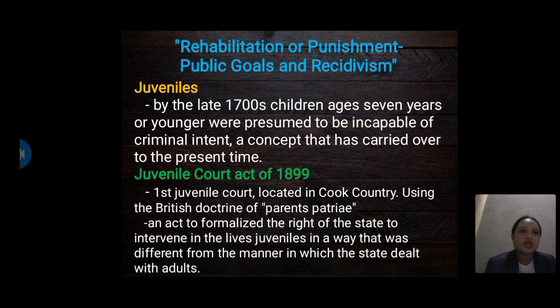So, juveniles. By the late 1700s, children aged 7 years or younger were presumed to be incapable of criminal intent, a concept that has carried over to the present time. The Juvenile Court Act of 1899, with the first juvenile court located in Cook County, used the British doctrine of parens patriae, an act to formalize the right of the state to intervene in the lives of juveniles in a way that was different from the manner in which a state dealt with others.